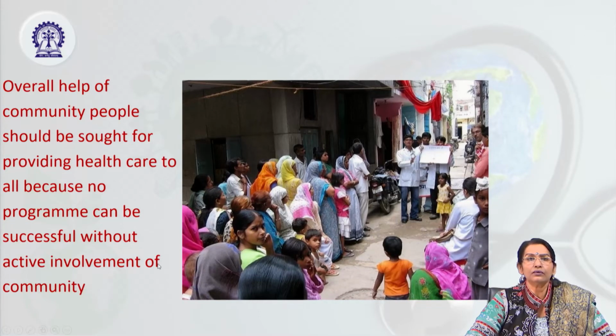So, now let us look at the Indian picture. This is a typical rural picture in our country. Here, the help of the community people should be sought for providing health care to all, because no program can be successful without active involvement of the community. So, how to engage these stakeholders, villagers and the panchayat level people, through organizing workshops, awareness camps, community level health programs, not just about the blood donation camp or the eye checkup or the general health checkup, but also awareness and communication.